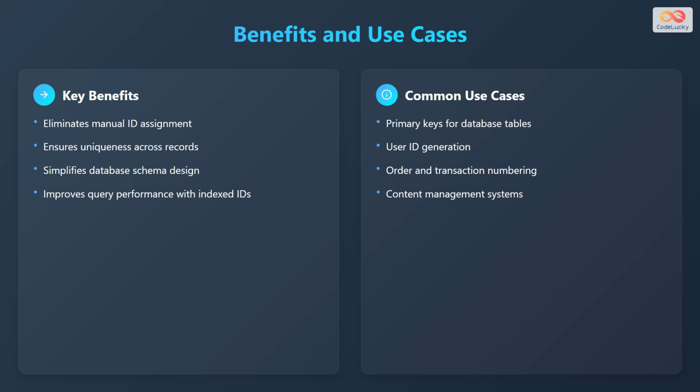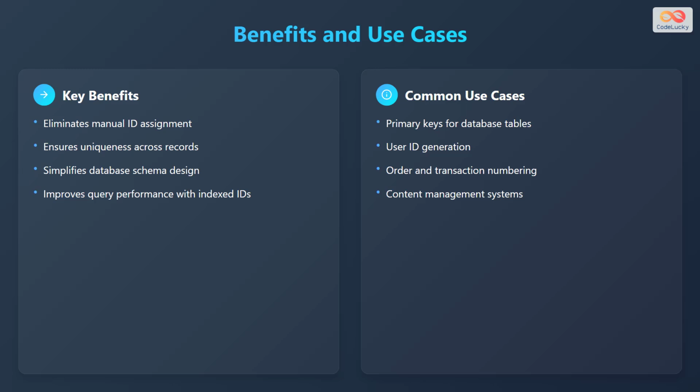Let's explore some key benefits of using auto increment. First, it eliminates the need for manual ID assignment, saving you time and reducing the risk of errors. Second, it ensures uniqueness across records, preventing conflicts and maintaining data integrity. Third, it simplifies database schema design by automatically handling the creation of unique identifiers. Fourth, it improves query performance with indexed IDs, making it faster to retrieve and manipulate data.